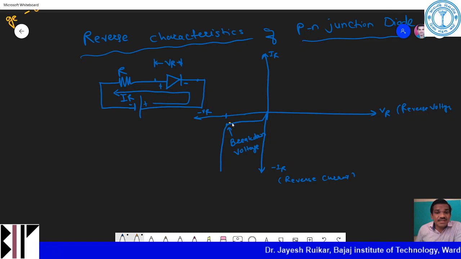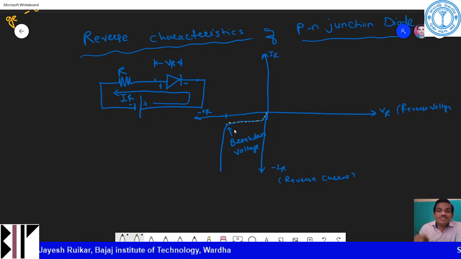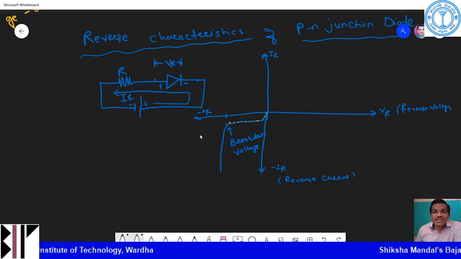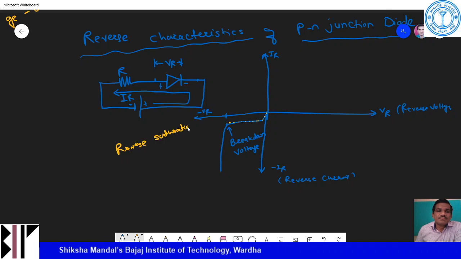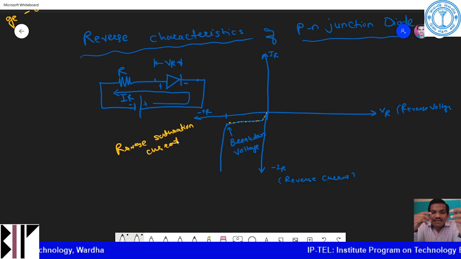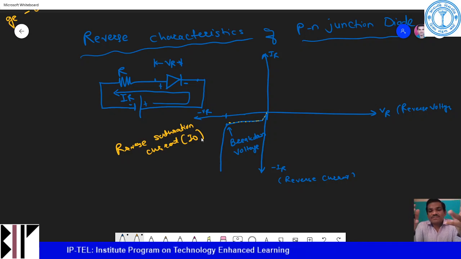Here you can see that after a certain voltage it is increasing somewhat, and then after a certain voltage it is constant, which is equal to your reverse saturation current. Reverse saturation current is defined in terms of I zero. Then your reverse voltage is also increased.